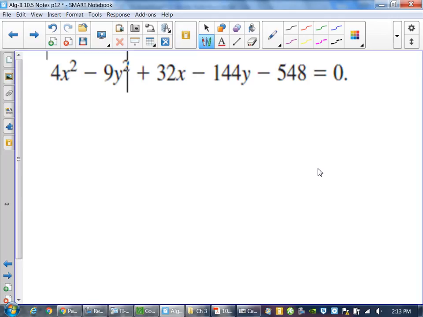What we're going to do is combine, or at least group together, your x's and your y's. Here's what it's going to look like: 4x squared, 32x, minus 9y squared, minus 144y is 548. We do that right away, sending the constant to the right, grouping the x squareds, grouping the y squareds. And then when we do that, we're going to be able to set up to complete the square portion.